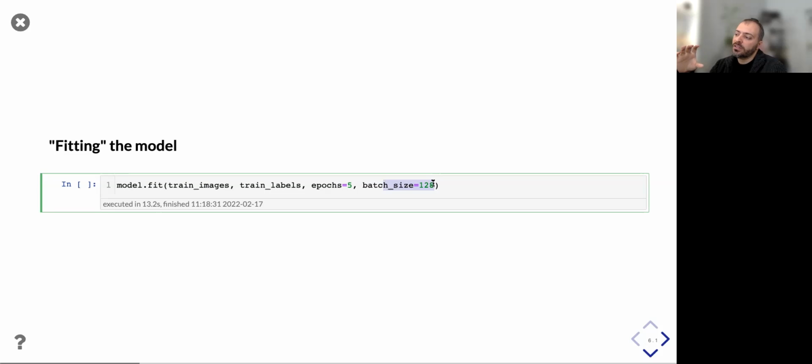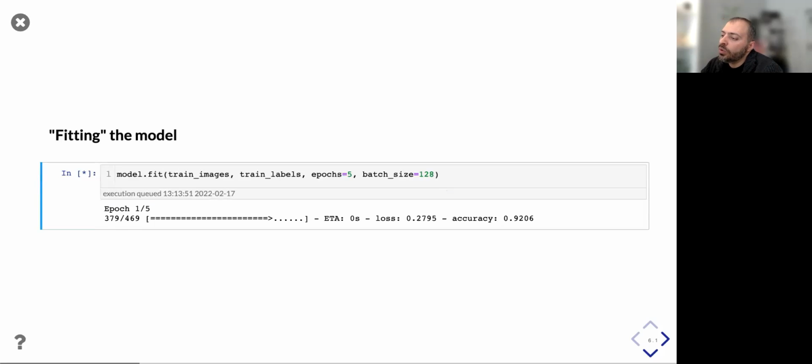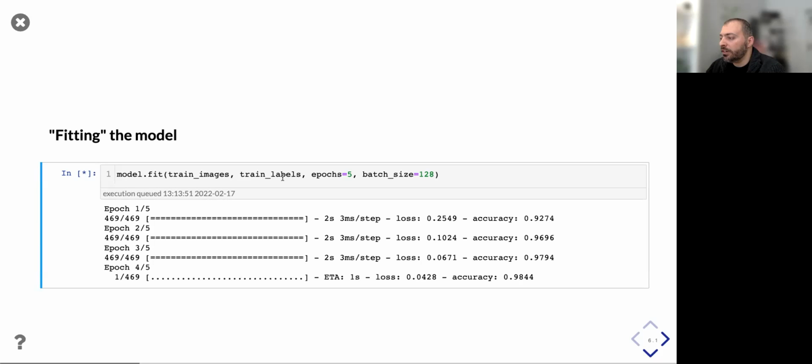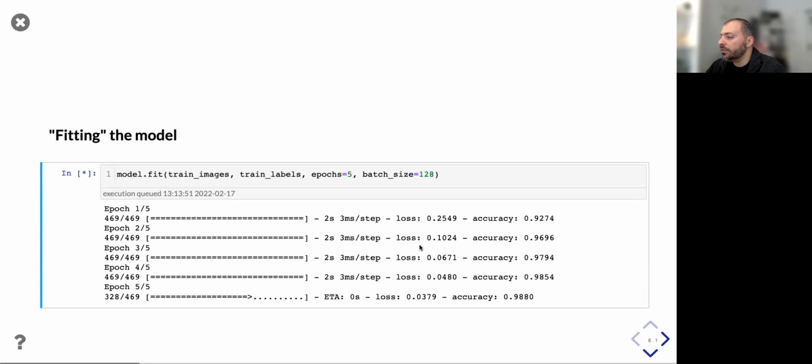This is how many batches, what will be the size of the batch at each step. So 120 images per step for training. And if we execute this code, we see that the model starts training. It's very fast because it's a very simple, very small model, just 2 layers.